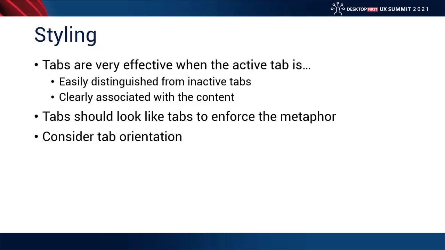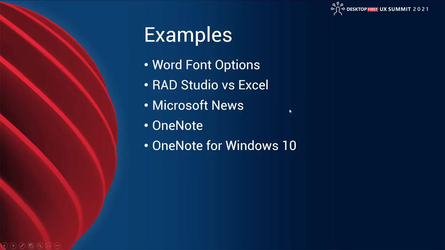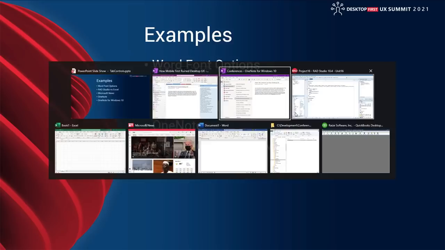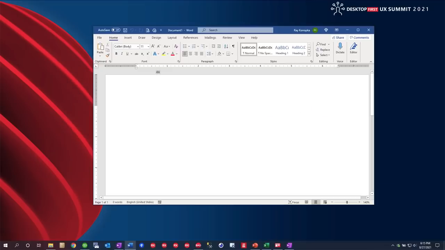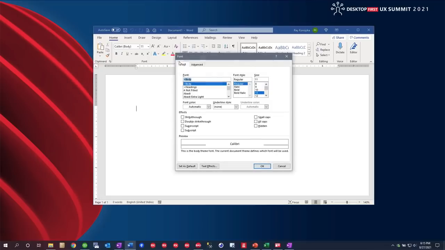It's also, as we looked at a little bit, that we should be considering tab orientation where it makes sense. So let's take a look at some examples. To start, we'll take a look at Microsoft Word and its font options. So let me switch over to Word, bring that up, and we'll bring up the font options dialog.